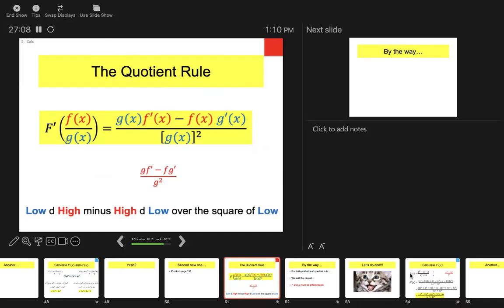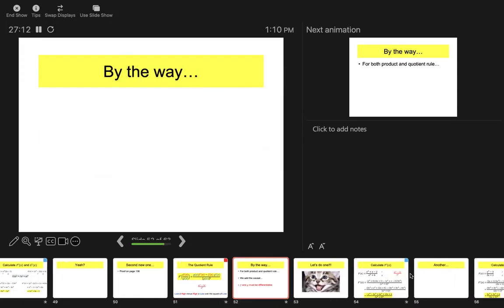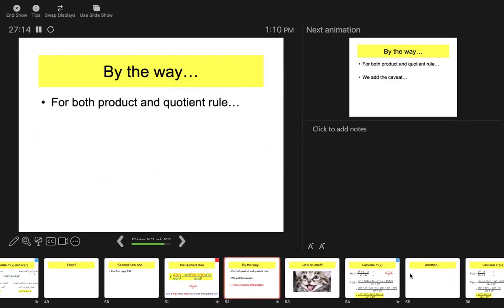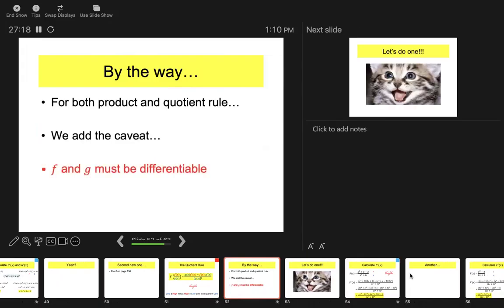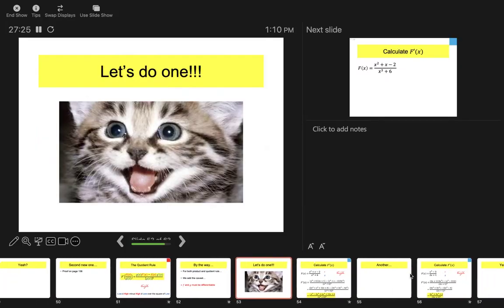All right, ready to do one? It's just like baking a cake, right? We have a recipe, we follow the recipe. By the way, for both the product and the quotient rule, we add one caveat: f and g must be differentiable. This does not work if they're not differentiable, clearly. All right, here we go.